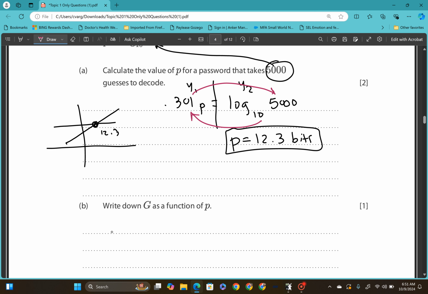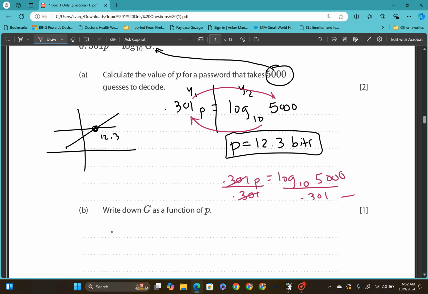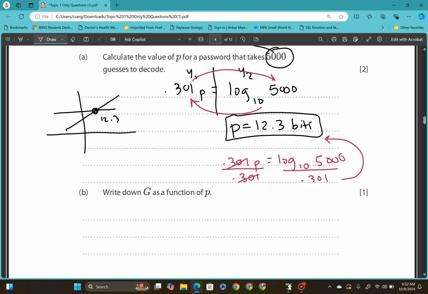You could have also done the right plug, go like that. So we have 10 to the 0.301p is equal to, I'm sorry, you could have, to solve this, we have 0.301p is equal to log base 10 of 5,000. So you didn't need to do circle of log. You just had to divide both sides by 0.301, cancel, cancel, and you would still get the same answer.